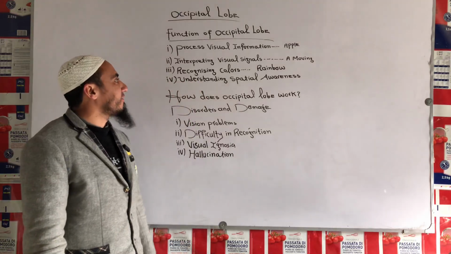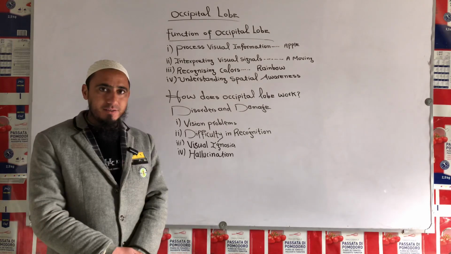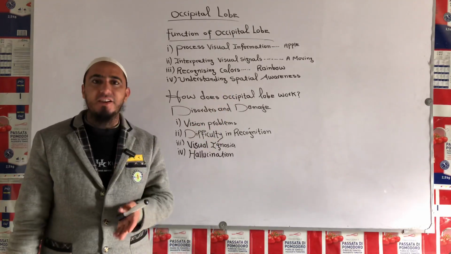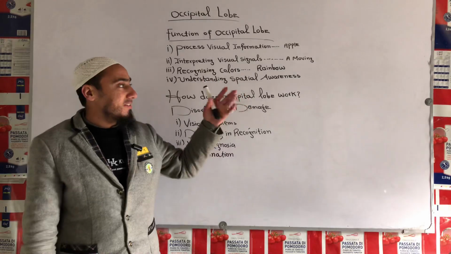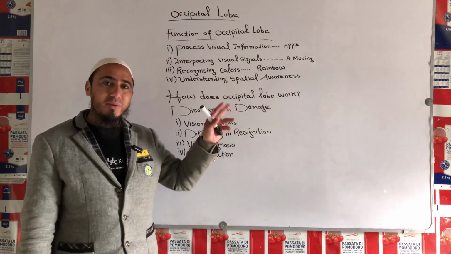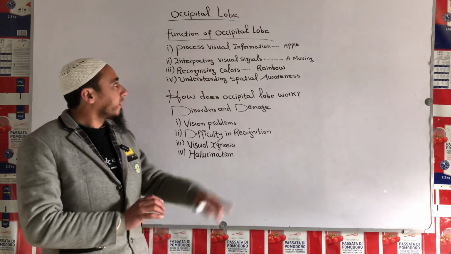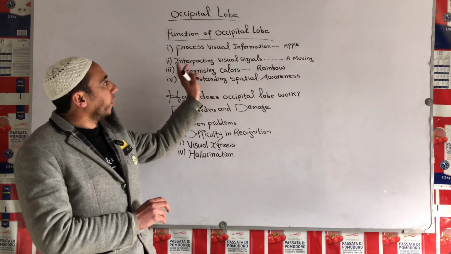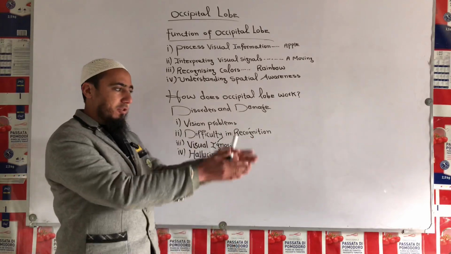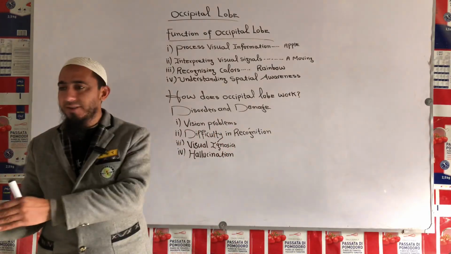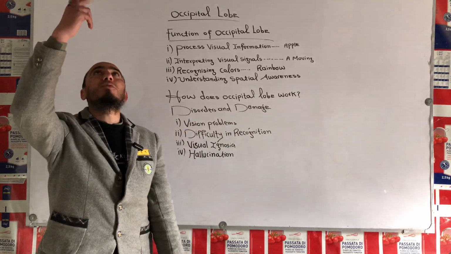The last important function is understanding spatial awareness. The pronunciation is similar to "special," but the spelling is different, and here spatial means related to space. Let me tell you the main difference. When we talk about visual signals, it is related to the things you see stretching to the right side, left side, or the front. But understanding spatial awareness is related to the space, what you see above.